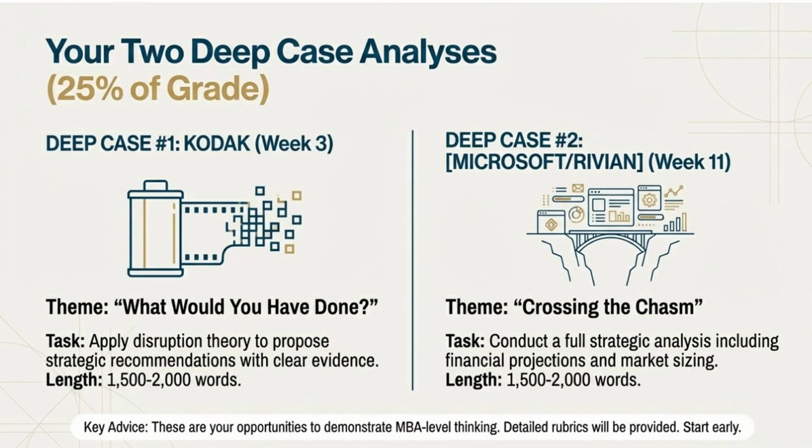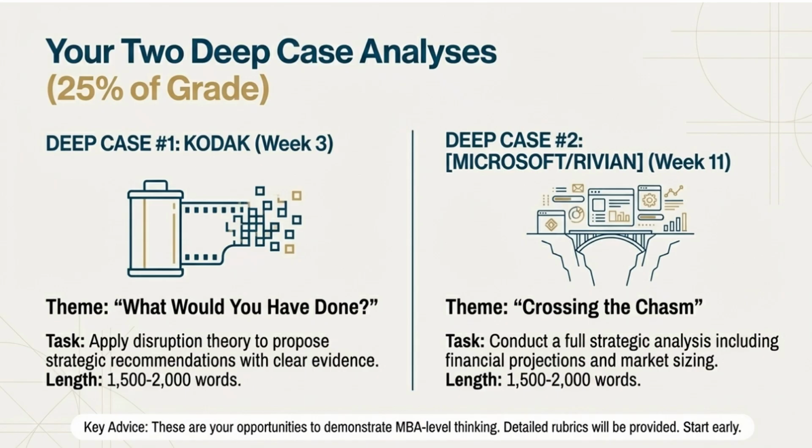Now, beyond weekly discussions, you'll complete 2 deep case analyses. Together, these are worth 25% of your grade. Major assignments that demonstrate MBA level thinking. Deep case number 1 is Kodak, due in week 3. The theme is, what would you have done? Your task is to apply disruption theory to propose strategic recommendations with clear evidence. Put yourself in 1995. You can see digital coming. What do you recommend? Length is going to be 1,500 to 2,000 words.